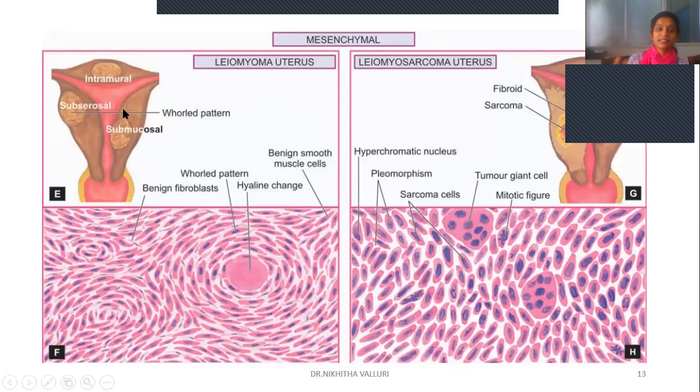That means it will be confined to a particular part, forming an encapsulation. Here it is spread continuously and it is very big in size. There is no proper shape to this sarcoma.